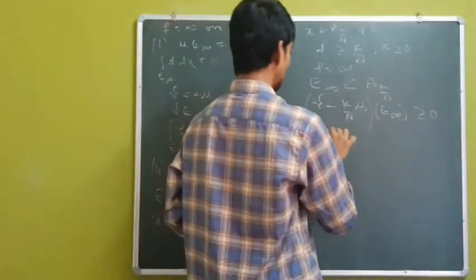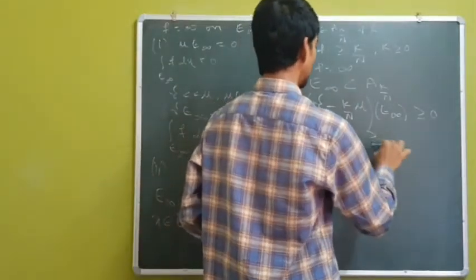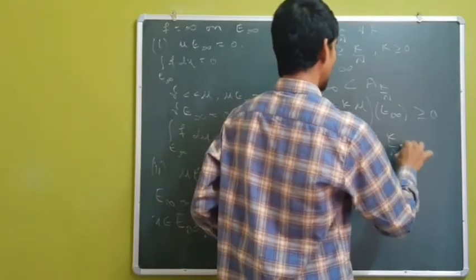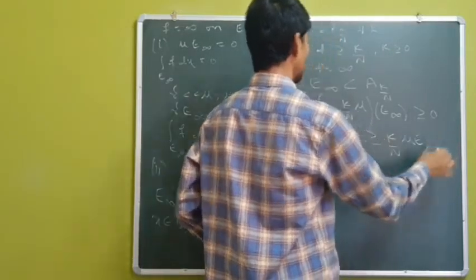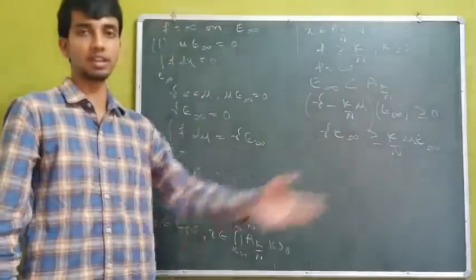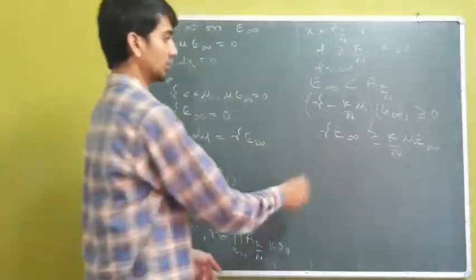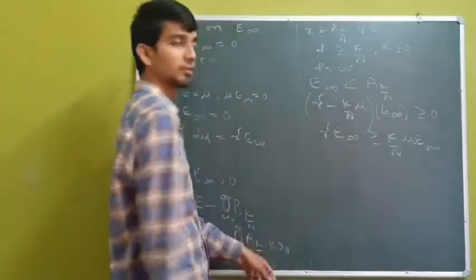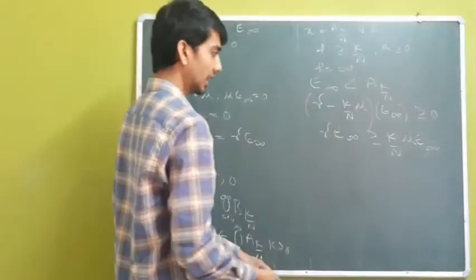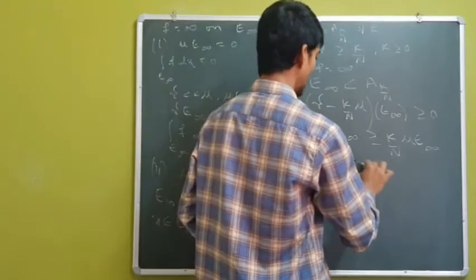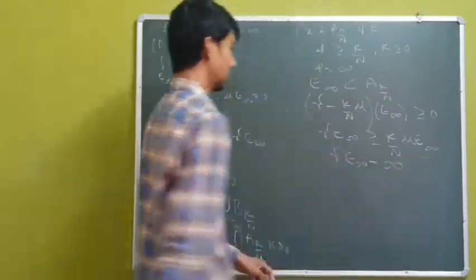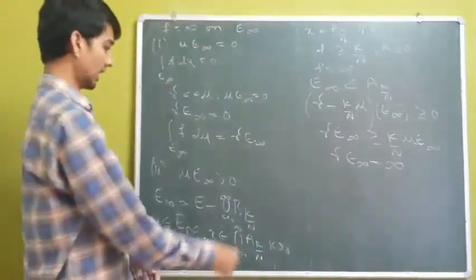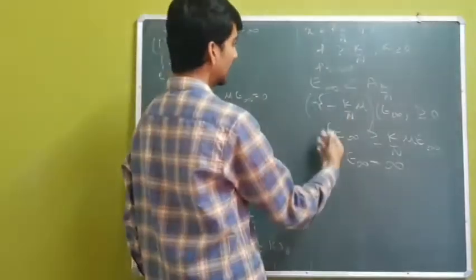I can take this to be gamma of E infinity greater than k by n times mu of E infinity, again for every k greater than or equal to 0. Since this holds for every k, gamma of E infinity is greater than any such bound. So clearly we have gamma of E infinity also equal to infinity, so we have f to be equal to infinity also.